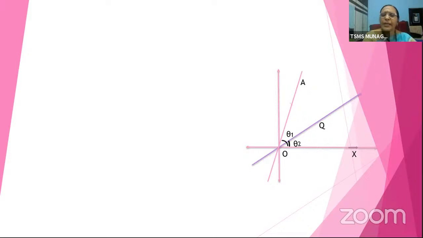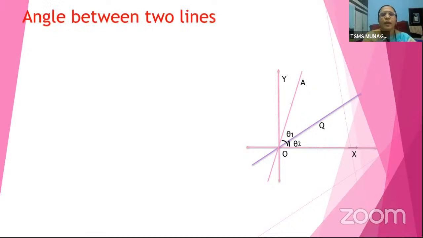Now, the angle between these two lines, what does it become? It is this particular angle which is between both the lines, which is theta 1 minus theta 2. So that is what we call the angle between two lines. That we are going to represent as theta. So that is how we find the angle between two lines.